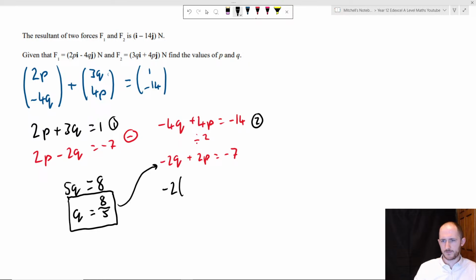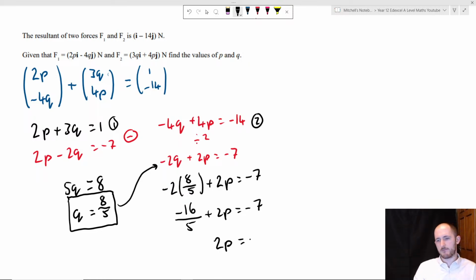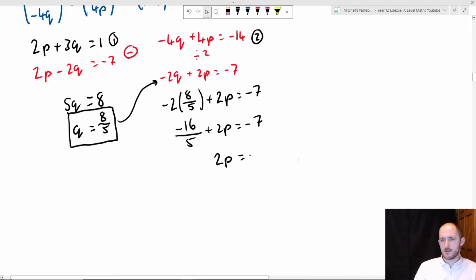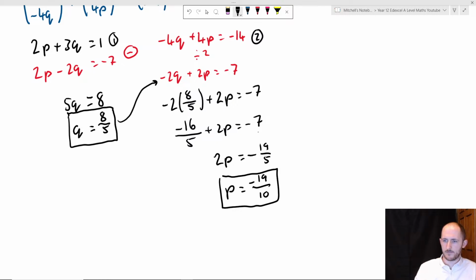We have minus 2 times 8 over 5, plus 2p equals minus 7. So we have minus 16 over 5 plus 2p equals minus 7. So I'm going to add that to both sides. We have 2p equals, so minus 7 plus 16 over 5 would be minus 35 plus 16, so it'd be minus 19 over 5. And then divide both sides by 2 to get p is equal to minus 19 over 10. Perfect.